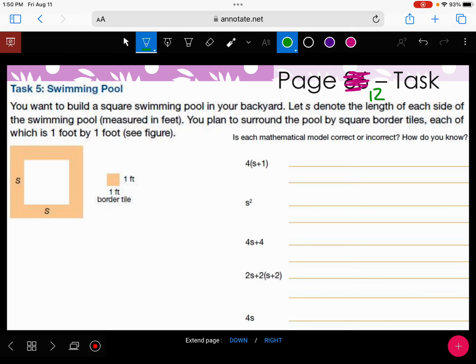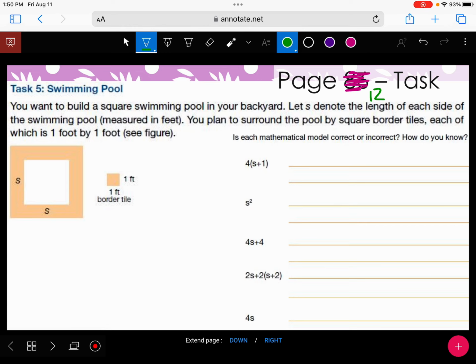Okay. So we're going to build a square swimming pool in a backyard, because we are living our bestest life ever. And we know it's square. Other than that, I don't know what it's about. I don't remember how big it is, because I've forgotten.